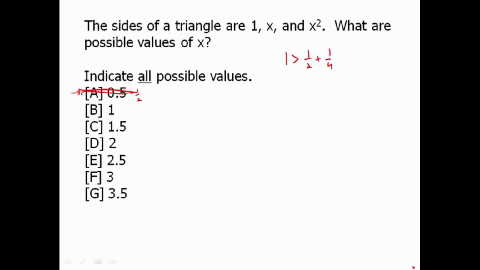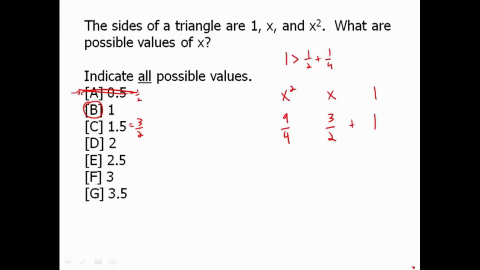B is very easy to check. B, it's just 1, 1, 1. That's an equilateral triangle. That's certainly possible. C, well, this is tricky. This is 3/2. If we have to square something, it's always easier to change it to a fraction. So we're going to be comparing x squared, x, and 1. Well, we'll get 9/4, 3/2, and 1.